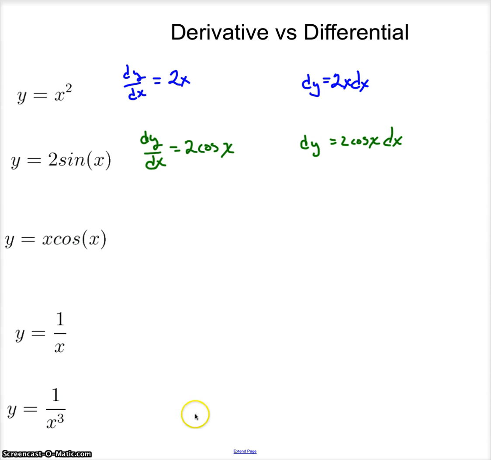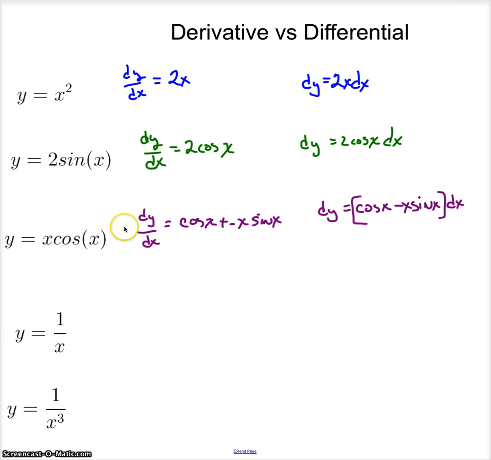Okay, let's do purple. What about if you have a uv situation, dy dx is cosine x plus x, derivative of cosine is minus the sine of x. So my differential, dy, is cos x minus x sine x. Now I'm going to need parentheses here, dx.